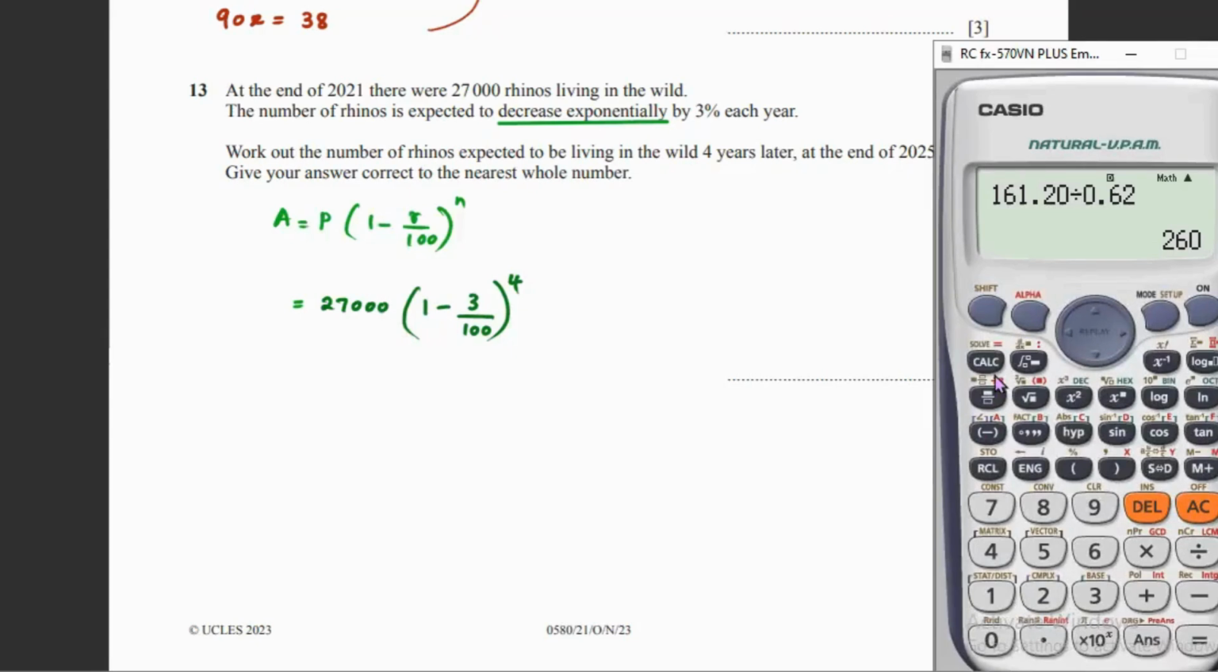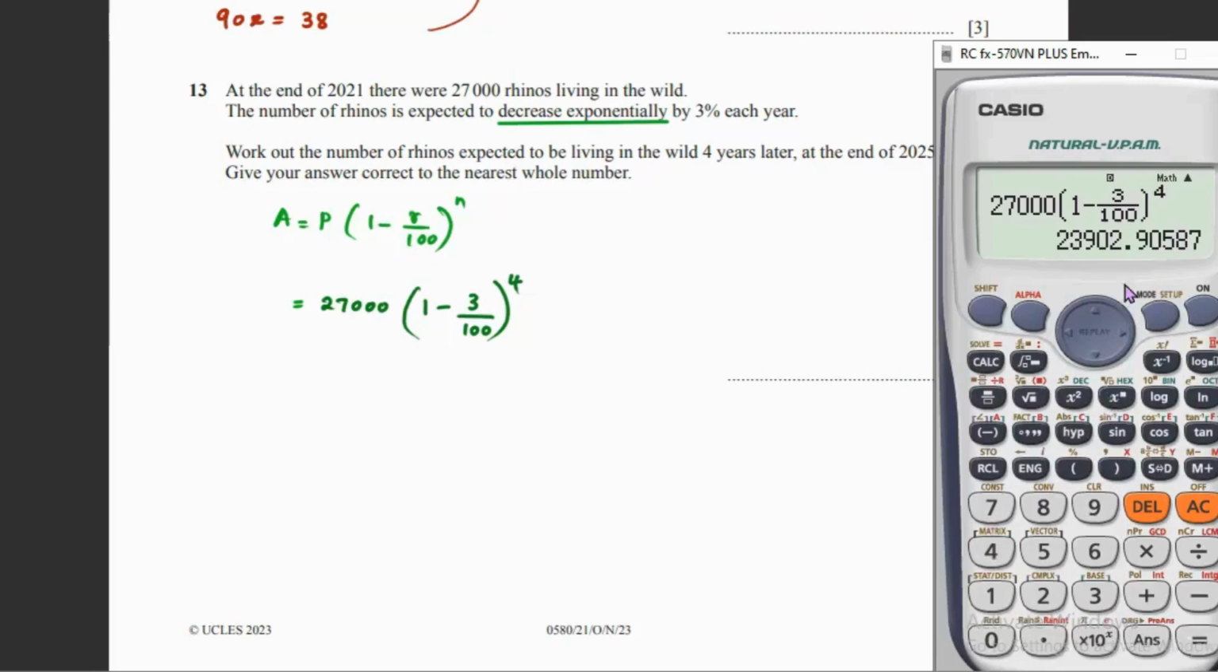But I need to make sure I round it to the nearest whole number. So I'm going to write 20, I'm going to put 27,000, open the brackets, 1, I need to subtract 3 over 100. I can put all this at once, 3 over 100. And then I need to close the brackets and put the power as a 4.